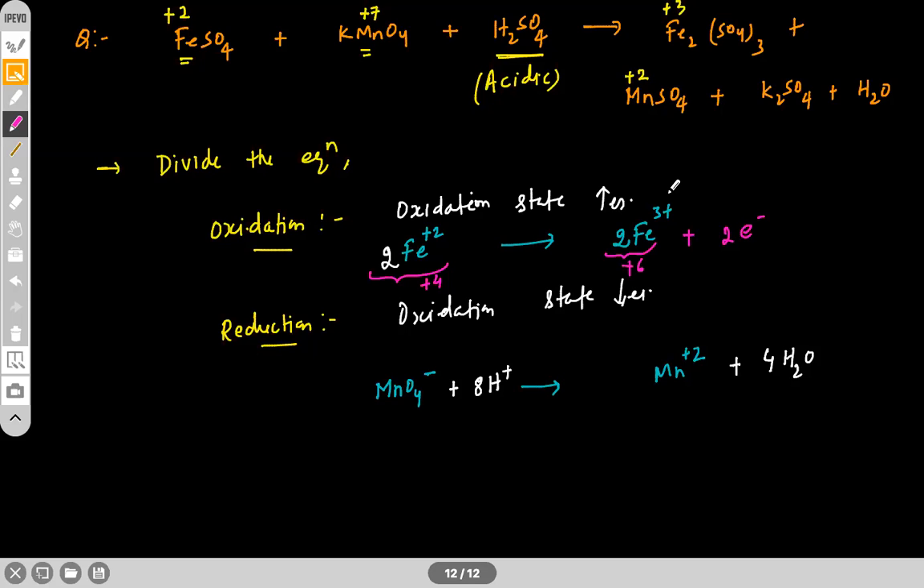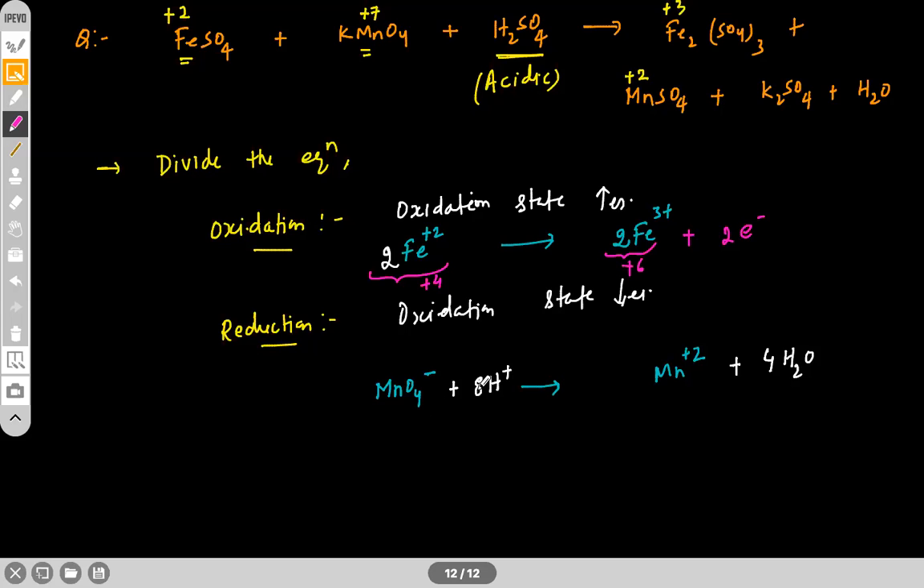Calculate this. How many electrons on which side do we have to add in order to balance the charge? Second one. 5 on the left. Is it 5? Very good, Aditya. I think it's correct. 5 on the left side.